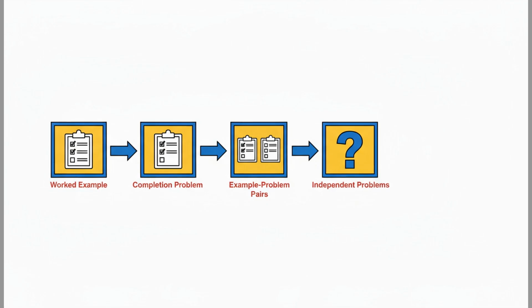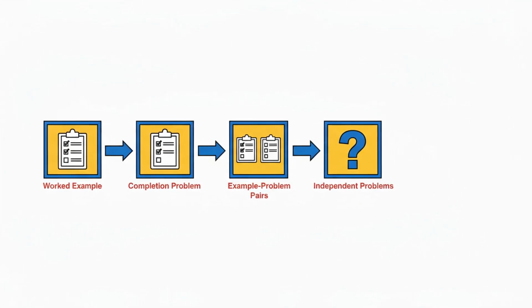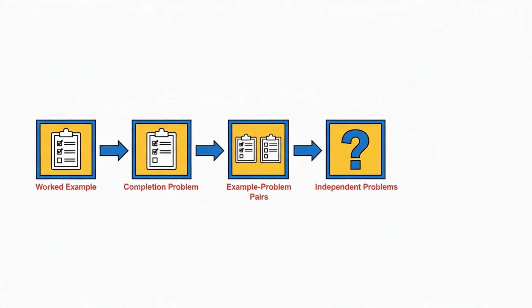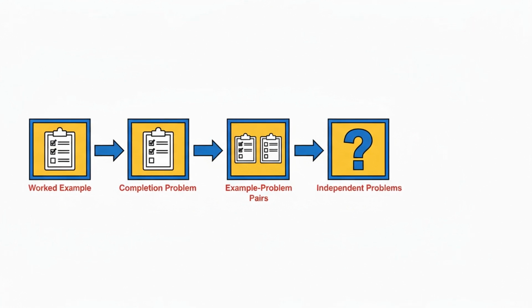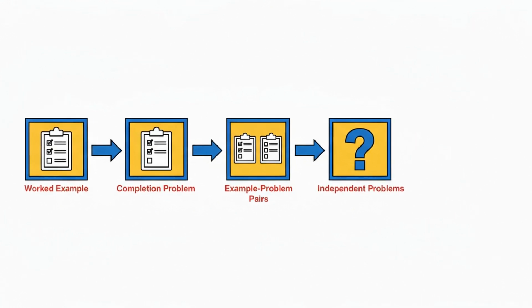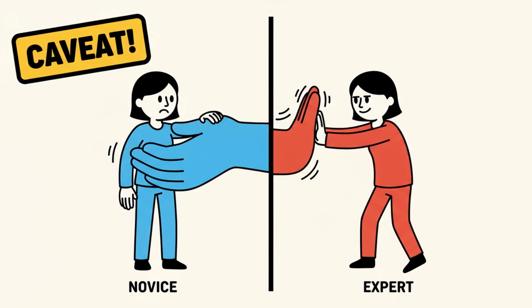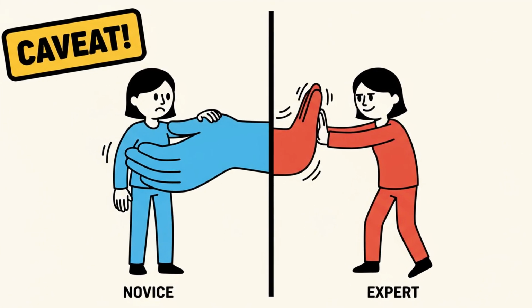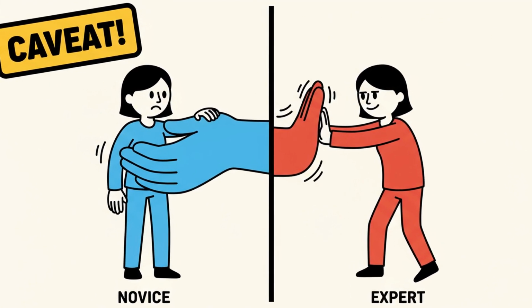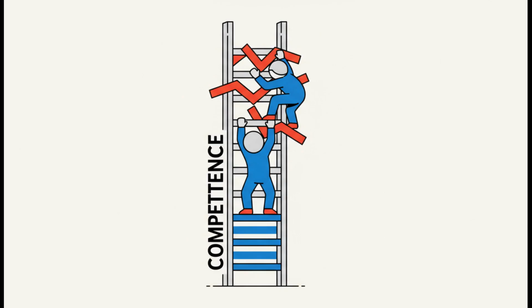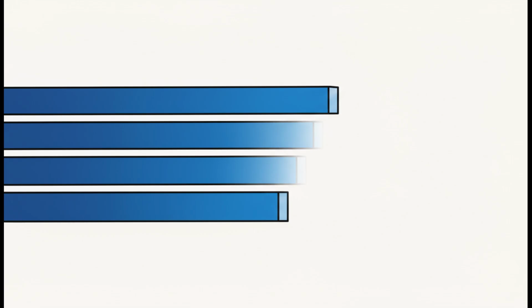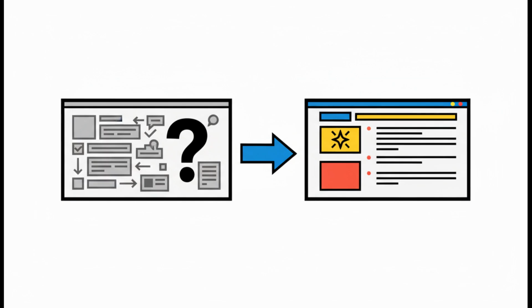This has been extended in later work, showing efficiency gains when you sequence example, completion problem, example, problem pairs to independent problems. Caveat: the expertise reversal effect, Kalyuga and colleagues 2003, warns that what helps novices can hinder experts. As competence grows, heavy guidance becomes extraneous. You must fade support. So far, so practical. But let's bring this to life with a quick before and after.